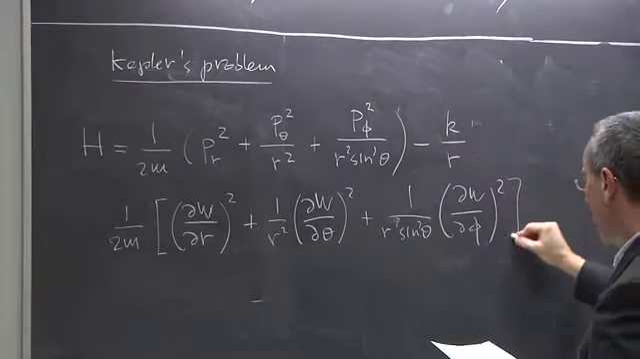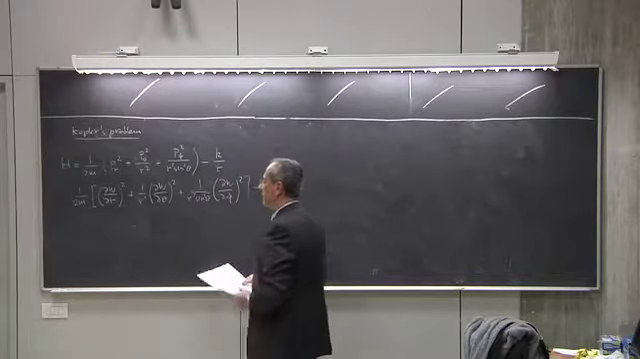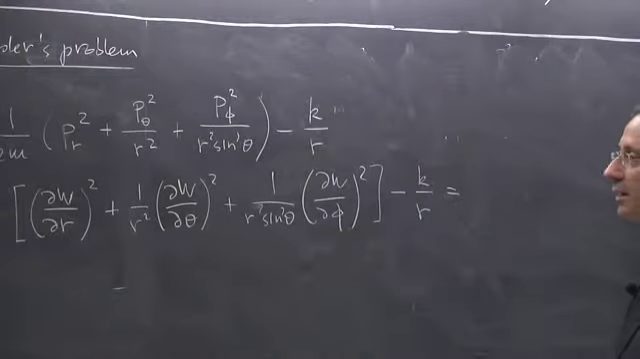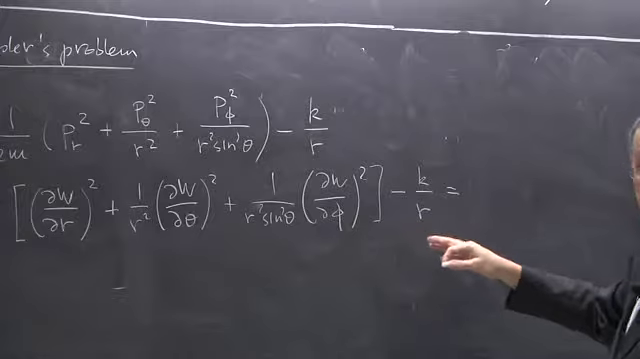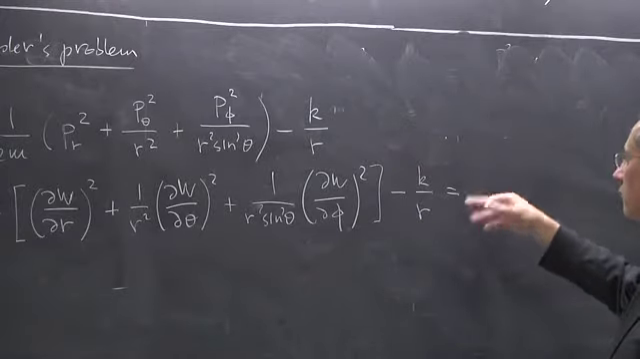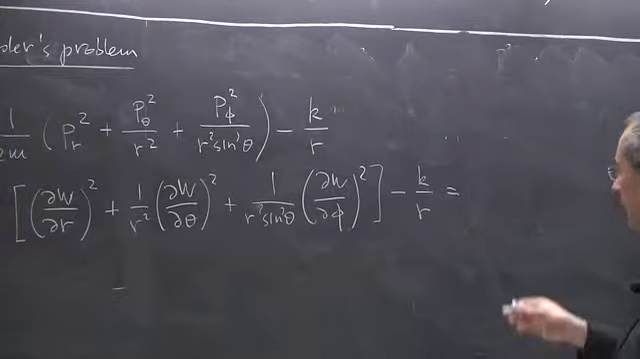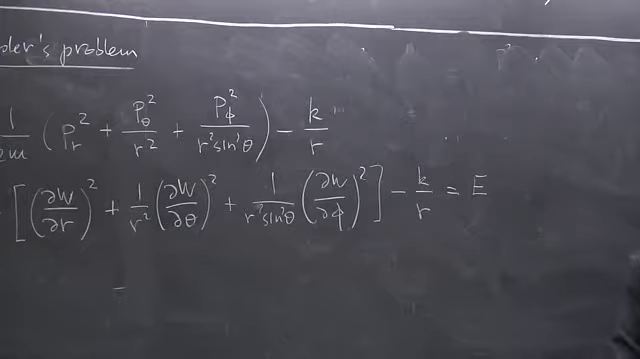This is the first part, minus k over r, and this, you remember, has to be a constant, in such a way that the full Hamilton-Jacobi equation can be satisfied. And so this is a constant that, you know, is the energy, so you can call it E, but you can call it alpha or whatever.